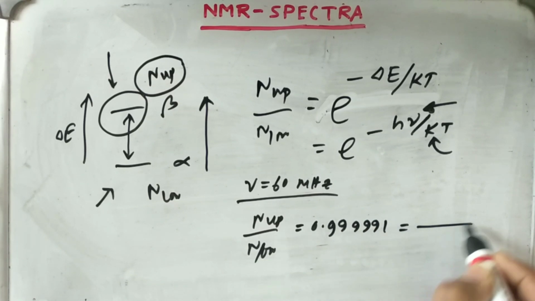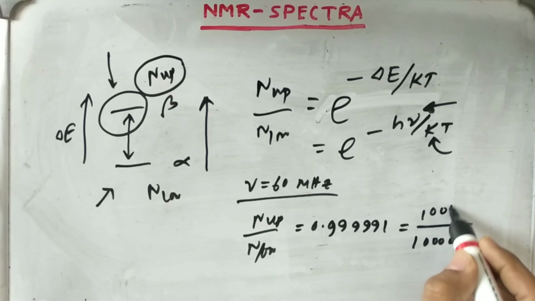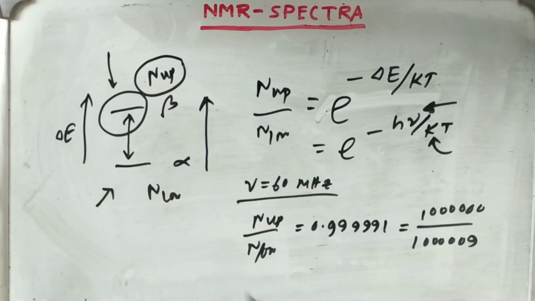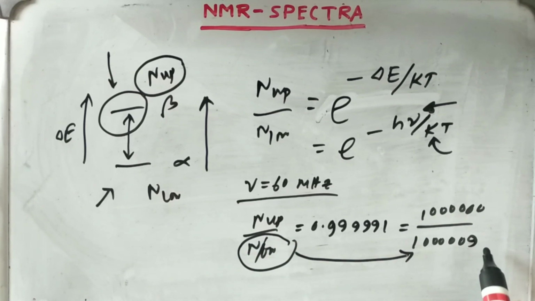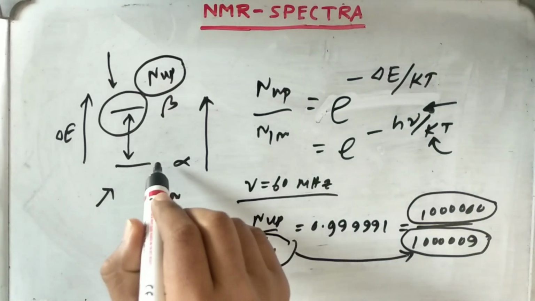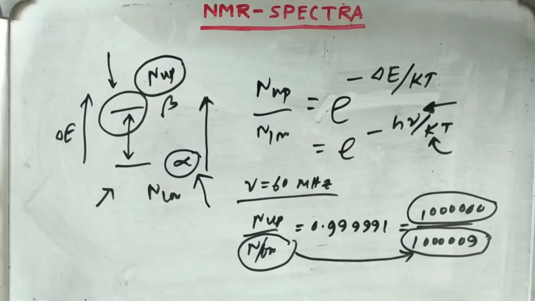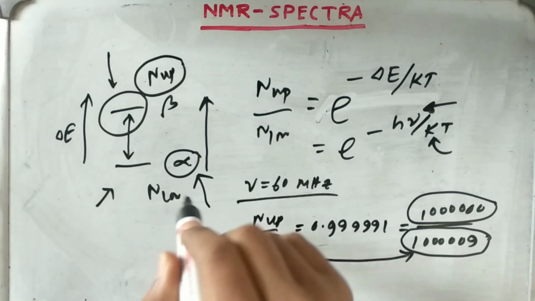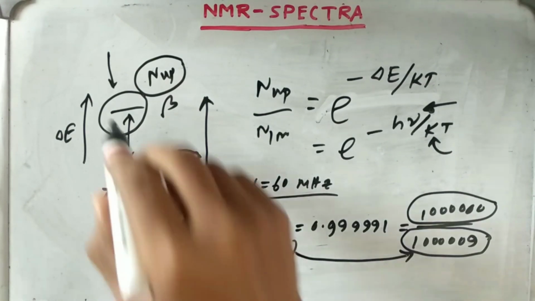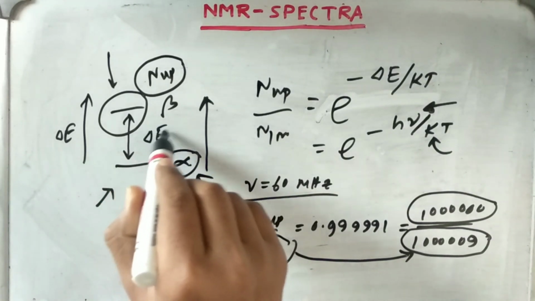0.99991, which equals 1000009 by 1000000. So you can see that in the lower spin state, nine nuclei are present more than in the upper state. This is because in the alpha state there is less energy and it is stable, so the systems try to stay in the stable state. But the difference is very small. That means this energy gap is, of course, very small.